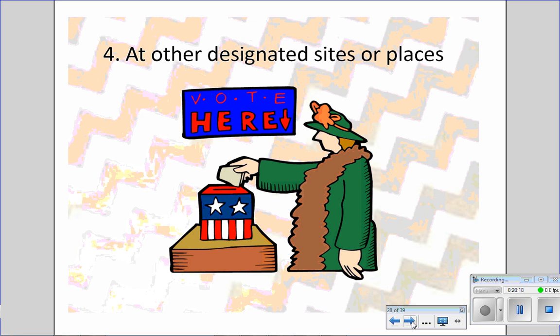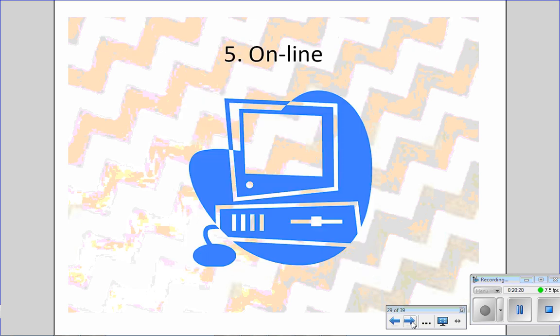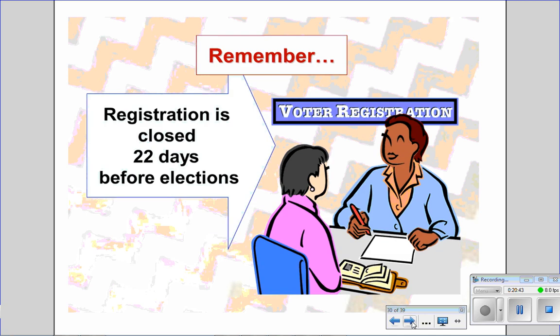And another that has recently been added is online. This has actually changed in just the last 2 years, I think, that you can go online and register to vote in Virginia. So if you see that on a test, especially one that was made a while ago, please ask us about it because that has changed. Okay, and remember, registration is closed 22 days before elections.